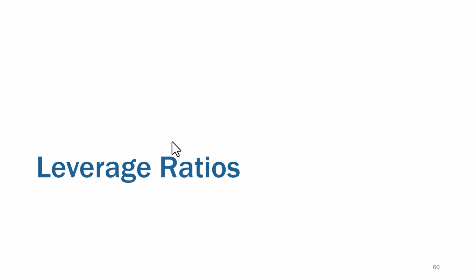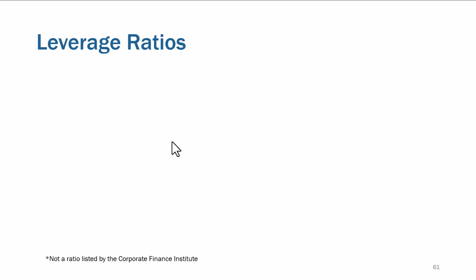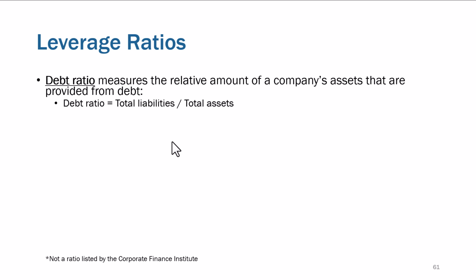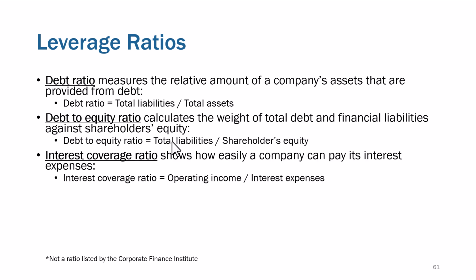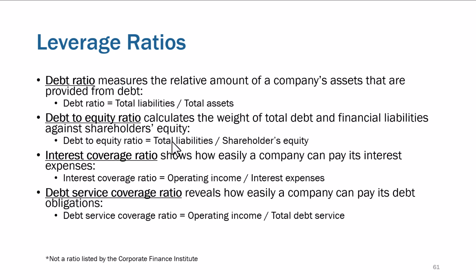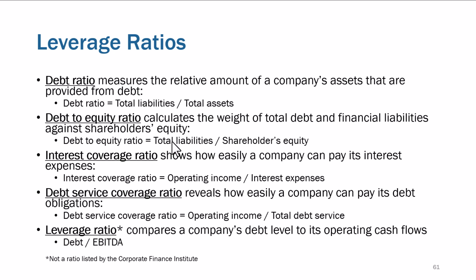Leverage ratios. Getting into this next section here. So with leverage ratios, we've got a debt ratio, which is liabilities compared to assets. Okay. What amount of assets are from debt? We got the debt to equity ratio. How do we look at its liabilities compared to equity? Interest coverage ratio, operating income divided by interest expense. Debt service coverage ratio, operating income divided by total debt service, which is kind of the interest expense you have to pay on your debt, as well as any required principal payments. And then the leverage ratio.